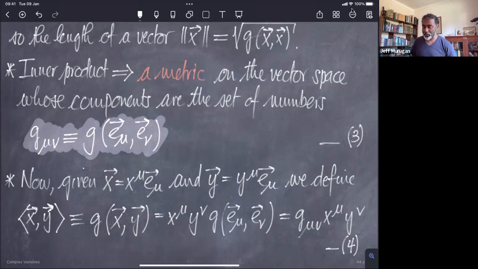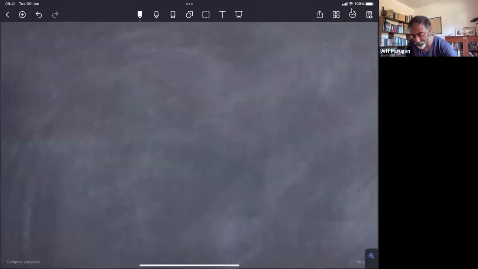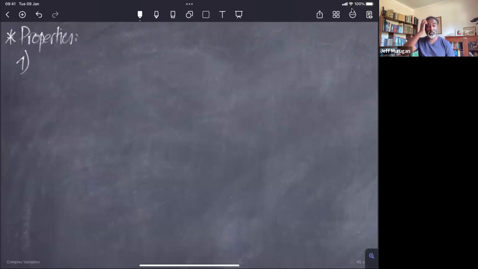Okay. The inner product has the following properties. First is that since it is a real valued inner product, it is symmetric.